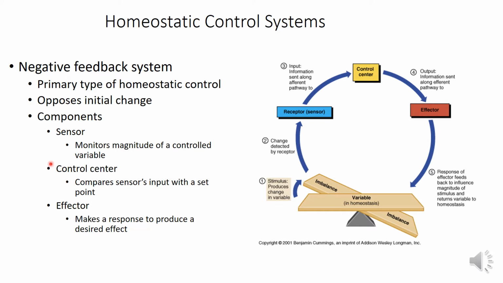The other component of the negative feedback mechanism is the control center. This control center will compare the sensor input, the information coming from the organ or from a certain part of the body, with the set point, the normal point. The third component is the effector, and through the effector, the changes will occur. The response will produce a certain effect. Usually this effect is enough to correct the changes.